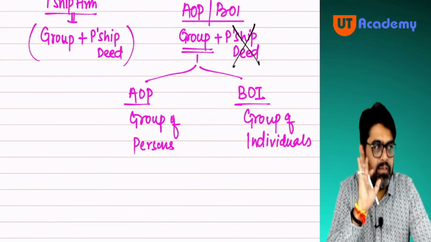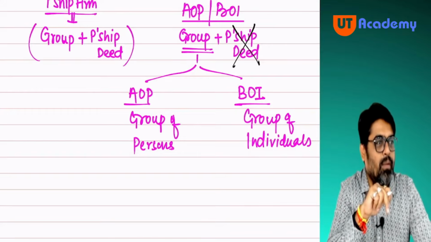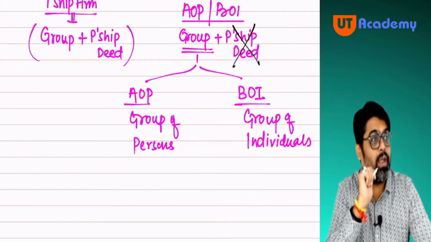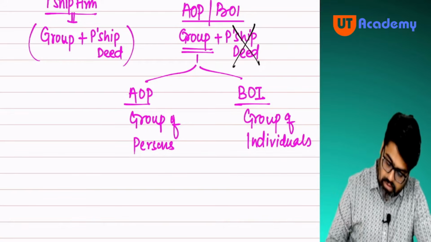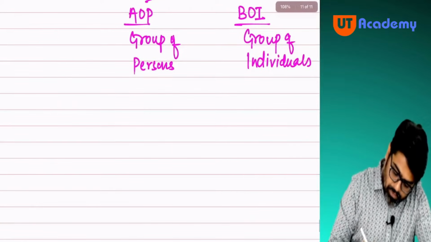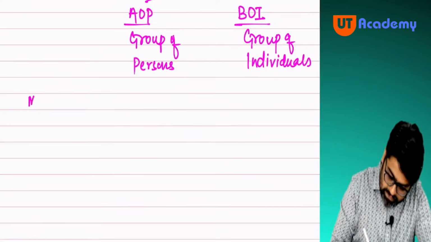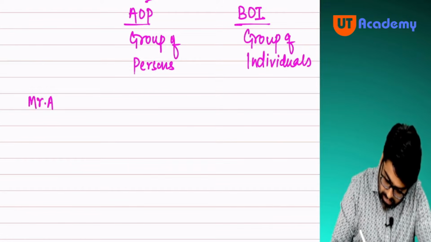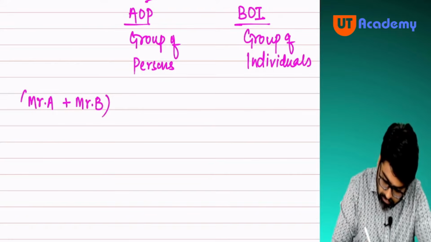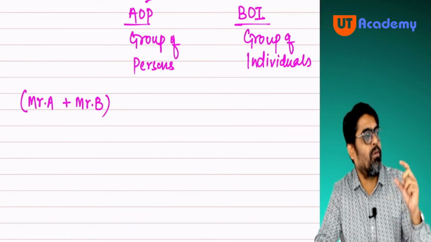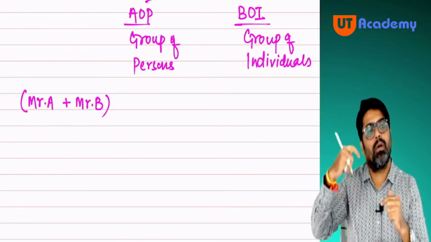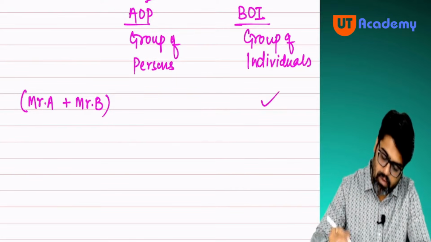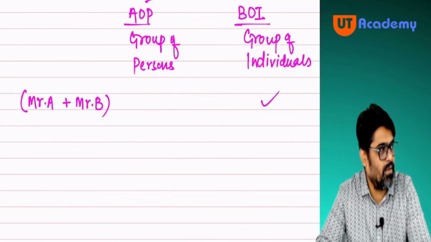So I will give some examples. You are supposed to tell me whether the group I am talking about is AOP or BOI. Okay, no? Now tell me. There is a group, Mr. A and Mr. B. They are forming a group. So the group of Mr. A and Mr. B, will you call it AOP or will you call it BOI? You will call it BOI? Can you call it AOP?